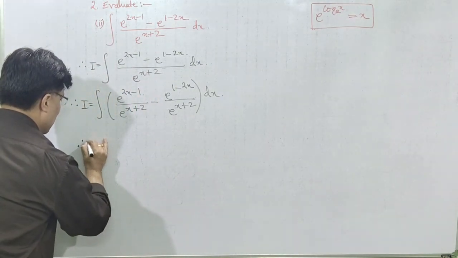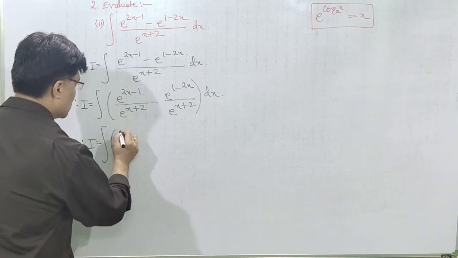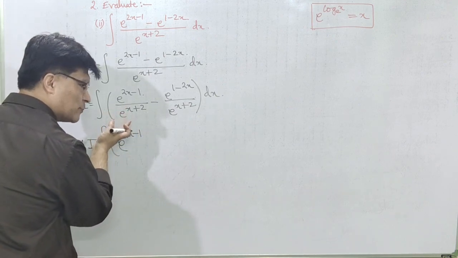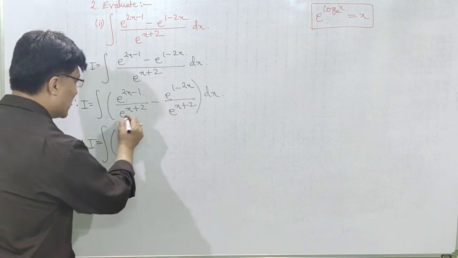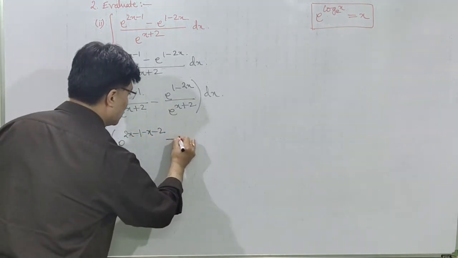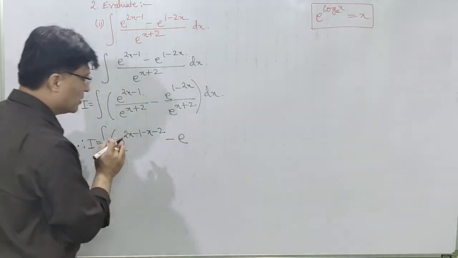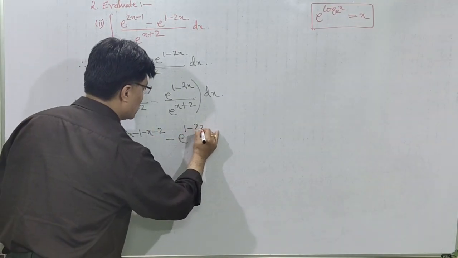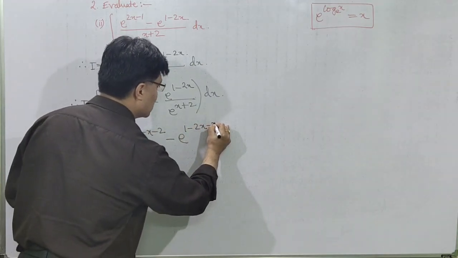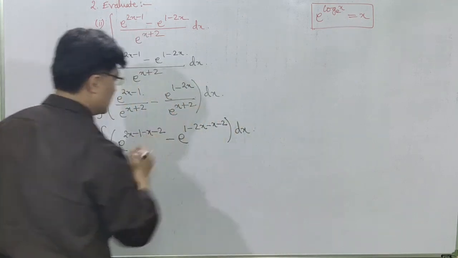So therefore I is equal to the integration of e to the power 2x minus 1. When this e to the power x plus 2 goes up in the numerator, it becomes a minus sign, so it is minus x minus 2. Minus again e to the power, the same expression is there, so we have to simplify the power here. So e to the power 1 minus 2x. When this denominator goes up in the numerator, it becomes minus x minus 2. Bracket close. Then you can write dx here.